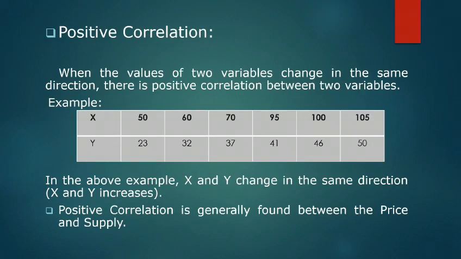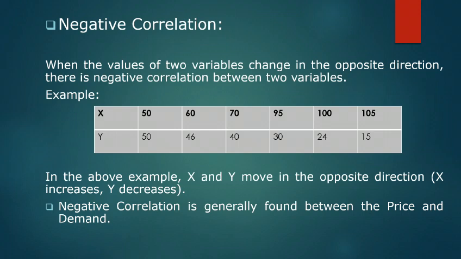Let us study what is positive correlation. When the values of two variables, capital X and Y, change in the same direction, there is positive correlation between two variables. For example, here we can see the values of X and Y are increasing. That is, we can say X and Y change in the same direction. Positive correlation is generally found between the price and supply.